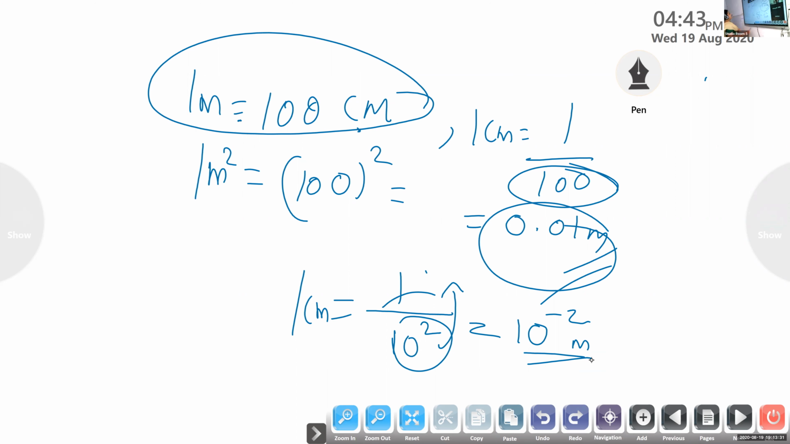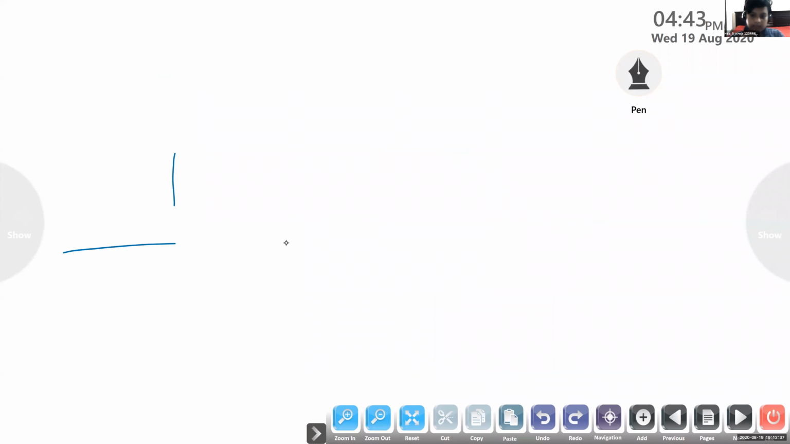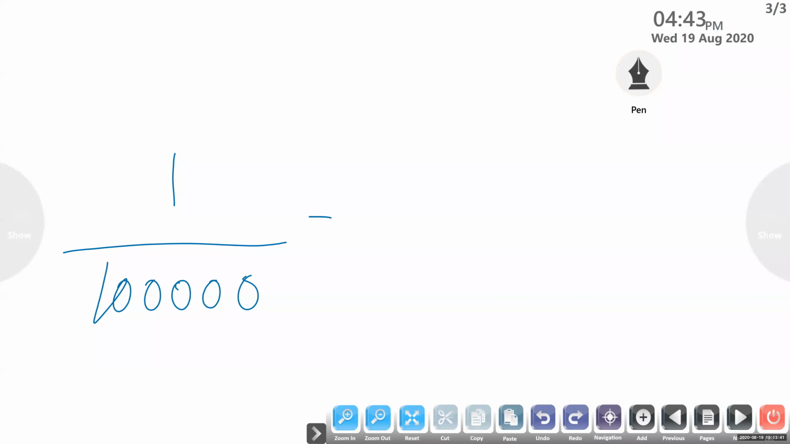Give me another example. Another example. You will tell me that. Okay. Another one. Write it down in powers and then give me 10 to the power of how much?